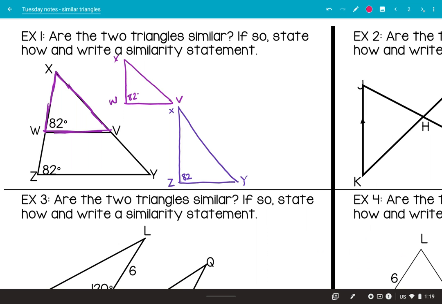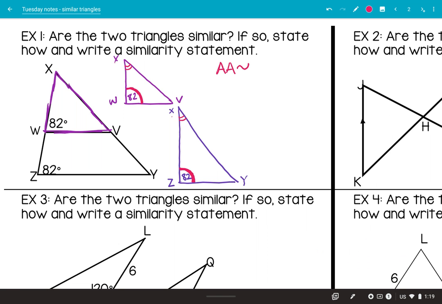Okay. So looking at these two, we can see they both have 82 degrees, so we can draw that one arc at 82. And they both have the letter X. Both of them have X. So automatically, they are going to be the same because one is on top of the other. Now, since we have two angles that are similar, we can say it's angle similarity. This is how they are similar.